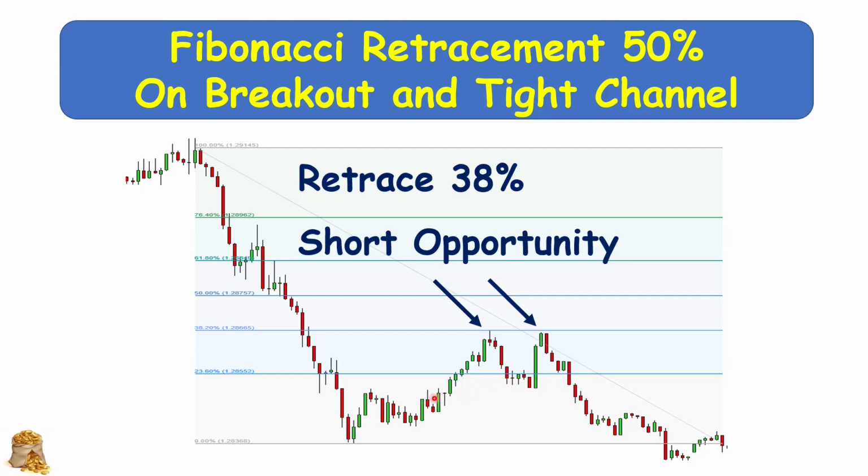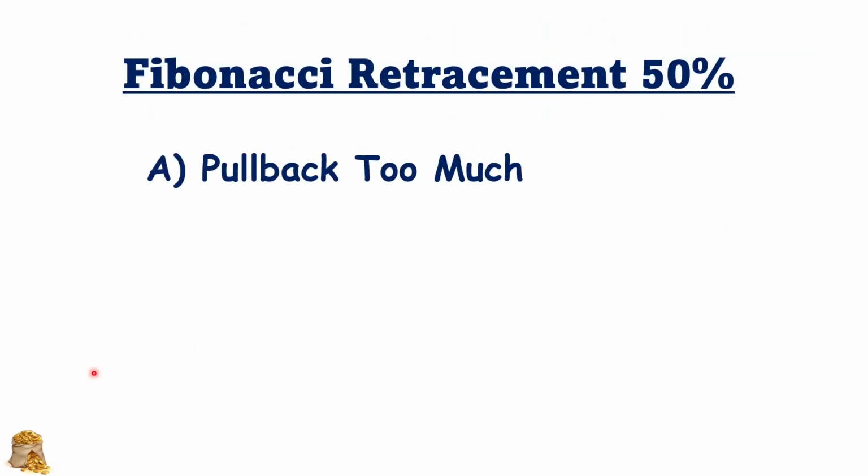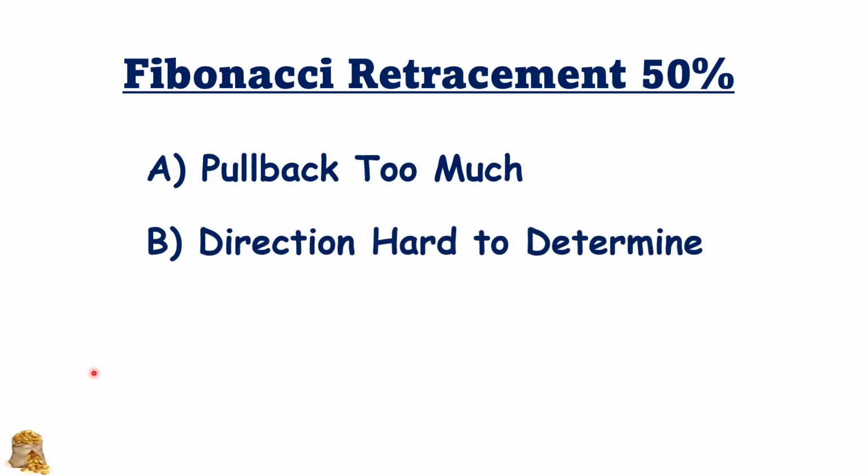The same thing for the market when it pulls back to 61% and 76%. That means the downtrend might be over based on this chart. However, if the Fibonacci retracement is at 50%, it's really hard to decide. That is because the market pulls back too much compared to 23% and 38%, so it is hard to decide whether it's going to reverse the previous trend or continue the previous trend.